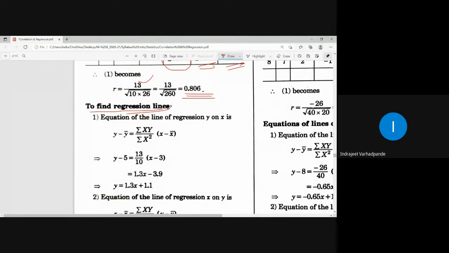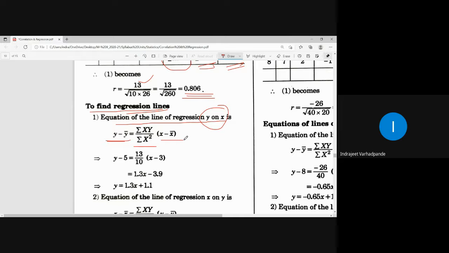the regression line. Now we know that there are two different categories of regression line. One category is regression line y on x, the other category is regression line x on y. So equation of line of regression y on x is y minus y bar is equal to summation xy upon summation x square multiplied by x minus x bar.